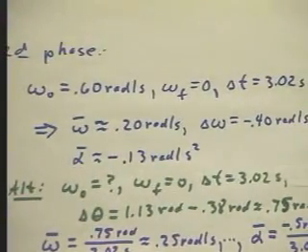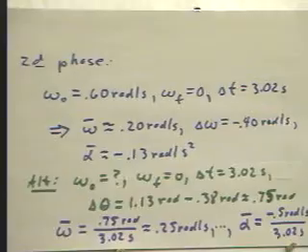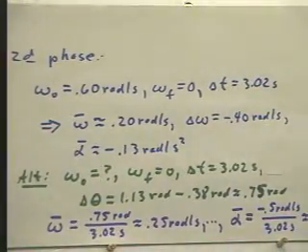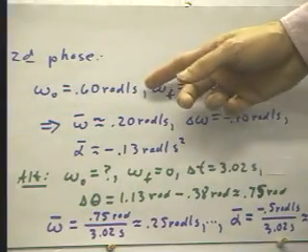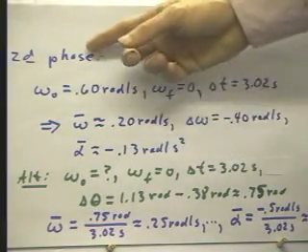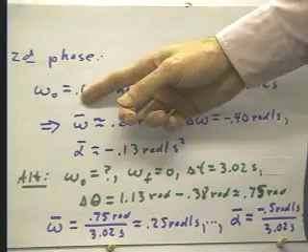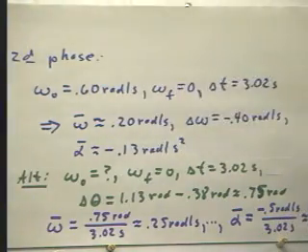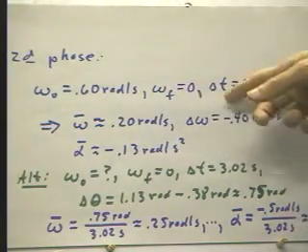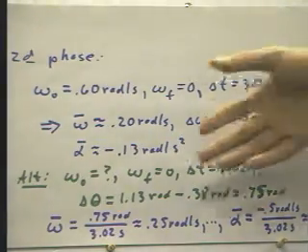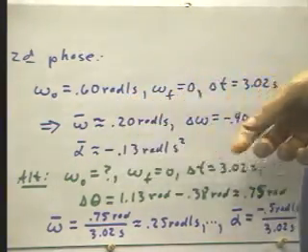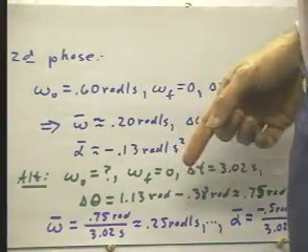In the second phase of the motion, our initial velocity is 0.60 radians per second, if we believe what we got in the first phase, because the second phase begins where the first phase ends, and this was the final velocity in the first phase. Final angular velocity is 0. Time interval was 3.02 seconds. From this we calculate omega bar, average angular velocity.